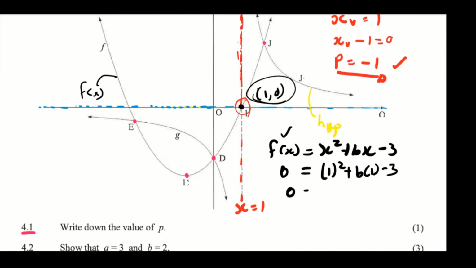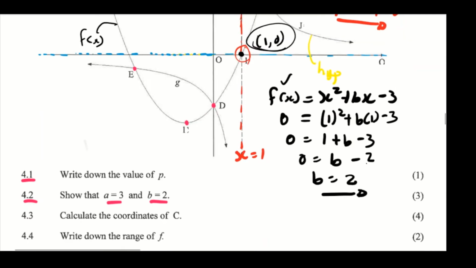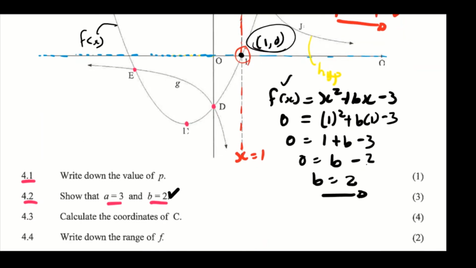So it's going to be 0 is equal to 1 plus b minus 3. So it's going to be 0 is equal to b minus 2. So transpose the 2 to the other side. We have b is equal to 2. So we have proven that b is equal to 2. So now we have to prove that a is equal to 3.